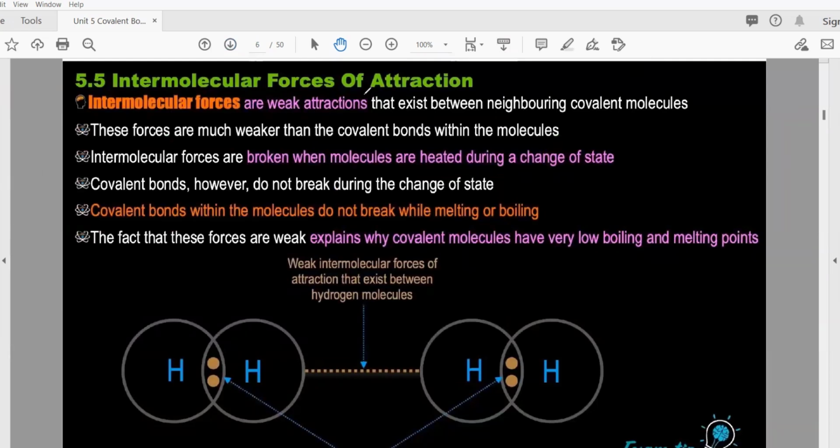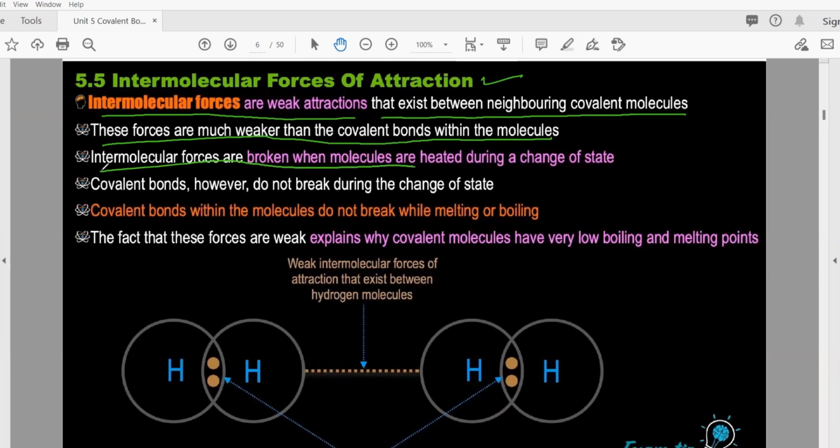Now you have intermolecular forces of attraction. What is intermolecular force of attraction? Intermolecular forces of attraction are weak attractions that exist between neighboring covalent molecules. These forces are much weaker than the covalent bonds within the molecules. Intermolecular forces are broken when molecules are heated during the change of state. Covalent bonds within the molecule, however, do not break while melting or boiling.